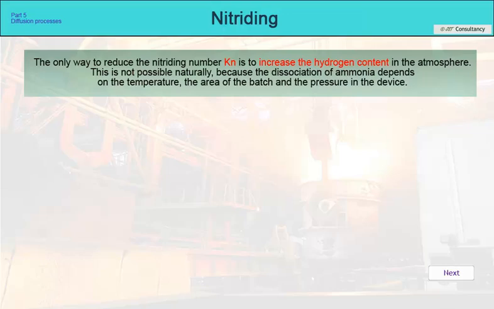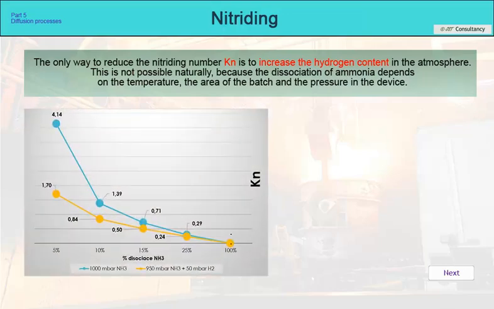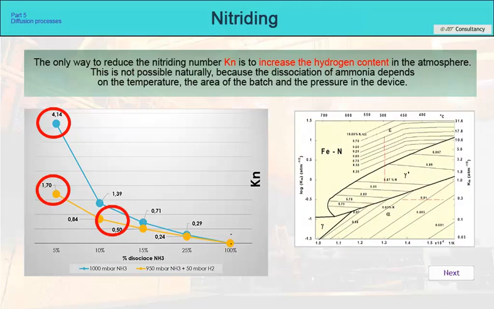The graph shows the effect of adding 50 millibars of hydrogen to the atmosphere with 950 millibars of ammonia. With 5% dissociation of ammonia, Kn drops from 4.14 to 1.7. But to get Kn below 1, we need to increase the dissociation to at least 12%. But this is not very possible, because we would have to increase the nitriding temperature.